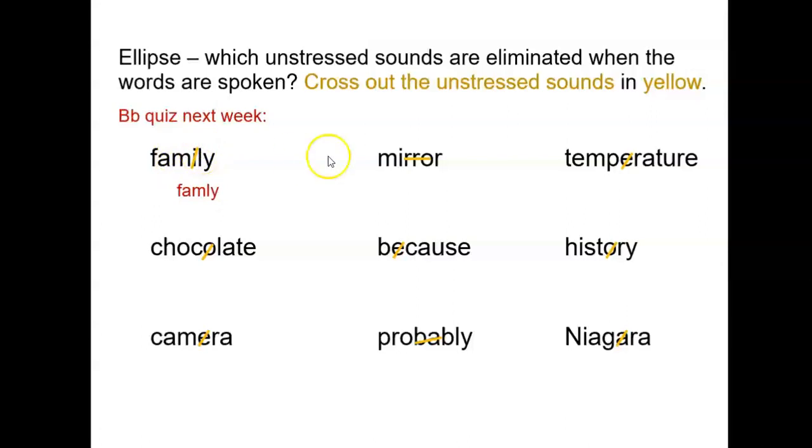For mirror, you would write M-I-R. What would you write for temperature? What letter would you take out? Temperature. Yeah, so you would write it exactly as it is, including the final E. The only difference is you do not write the word that you take out. That's the only way we can do these questions in Blackboard.